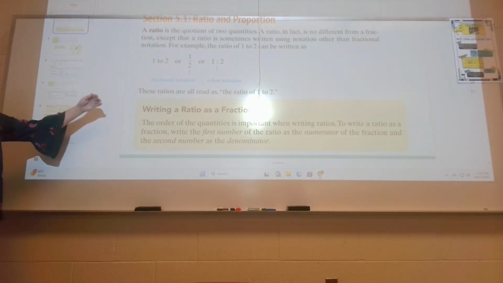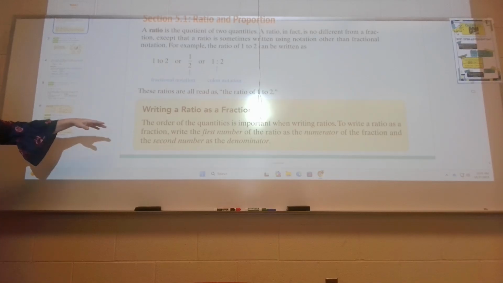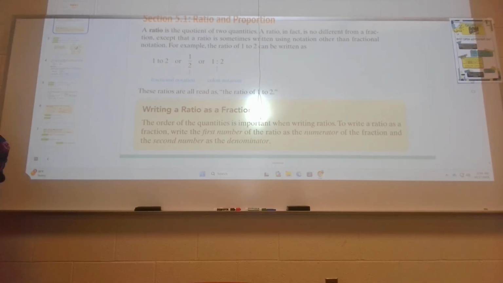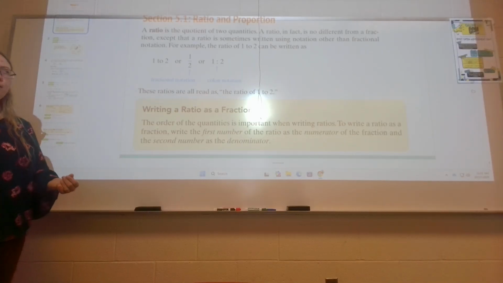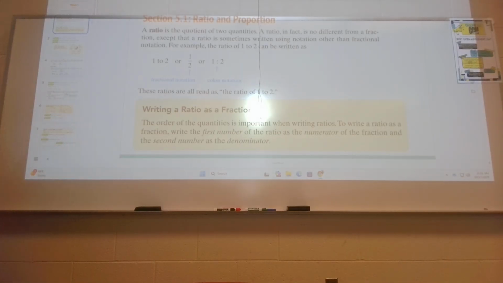All right. When we're writing a ratio as a fraction, the big thing to know is just that when you're reading it in order, the first number is your numerator, the second number is your denominator, right? So that's all of what that first thing says. So we're going to practice actually putting them into place here.